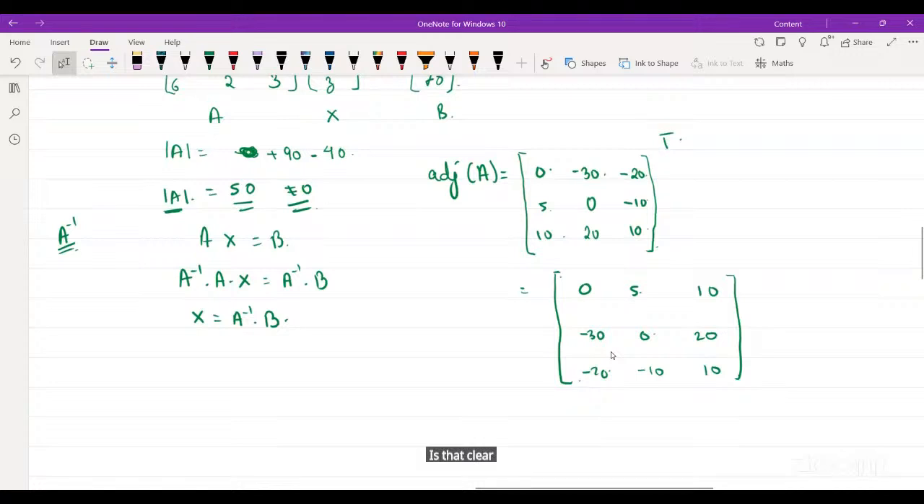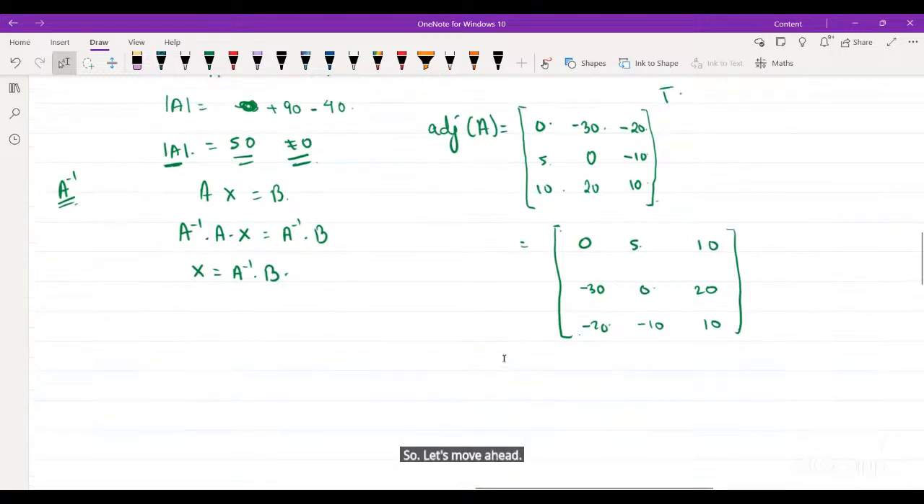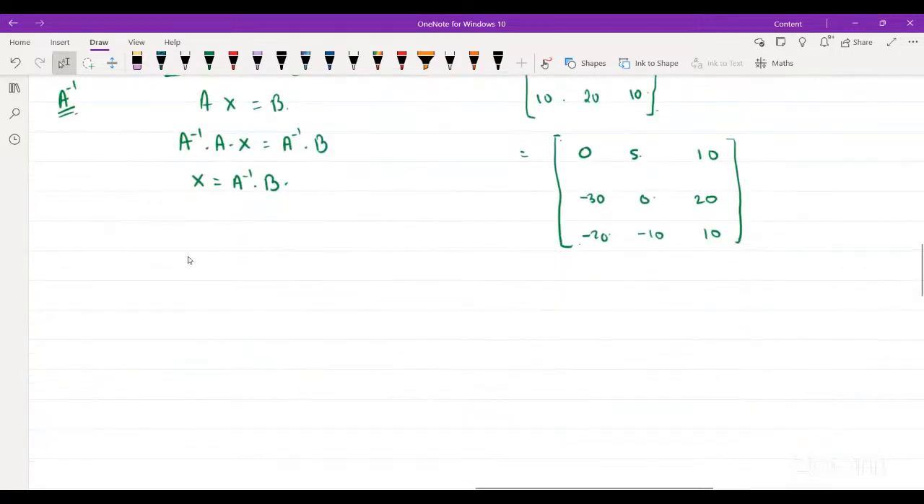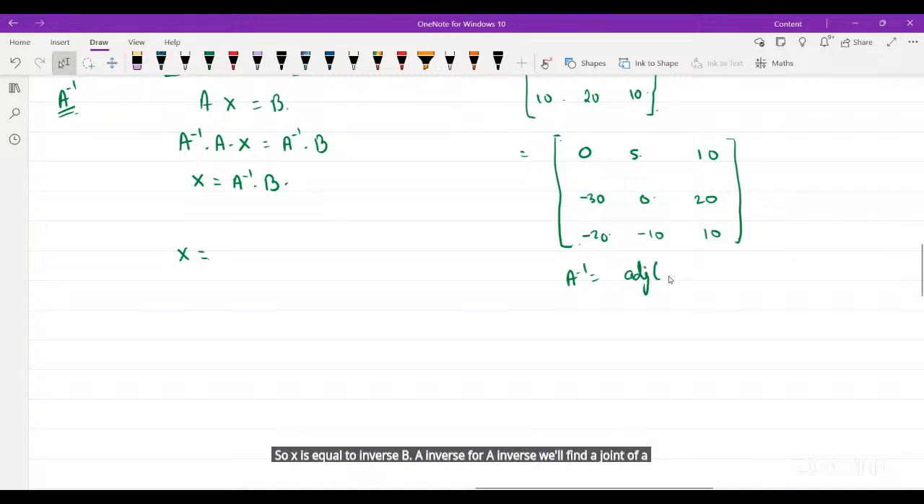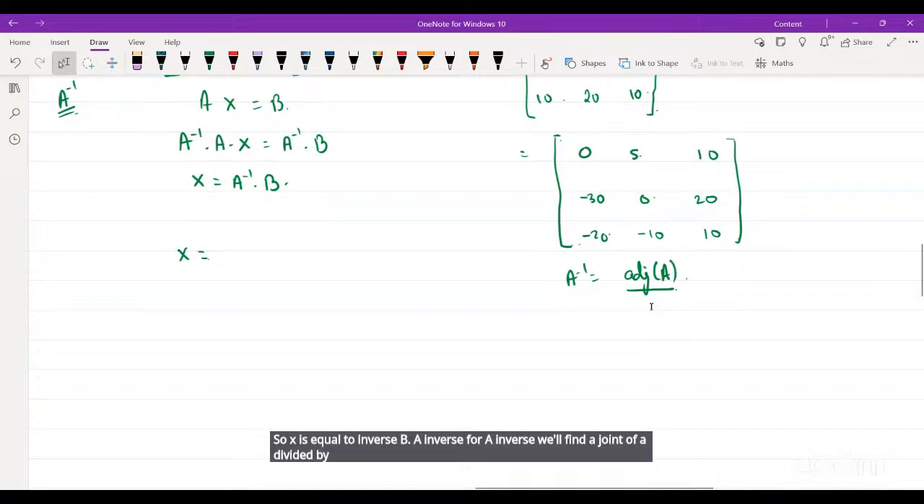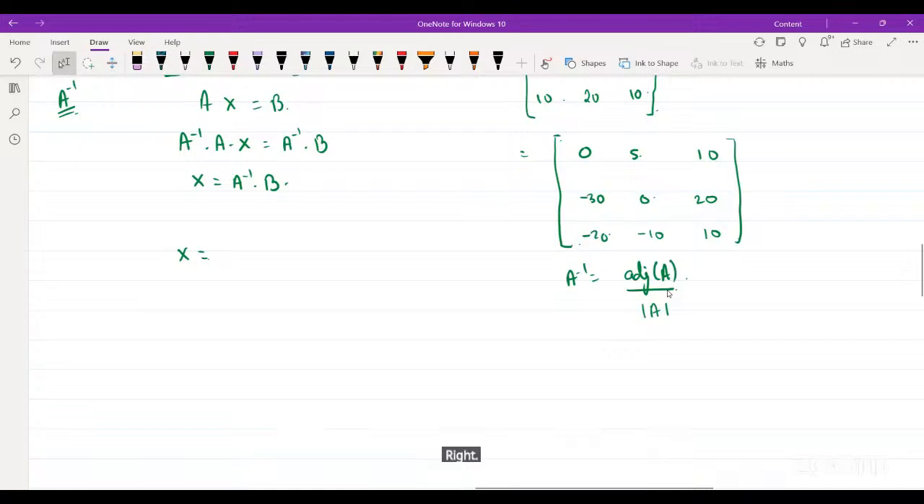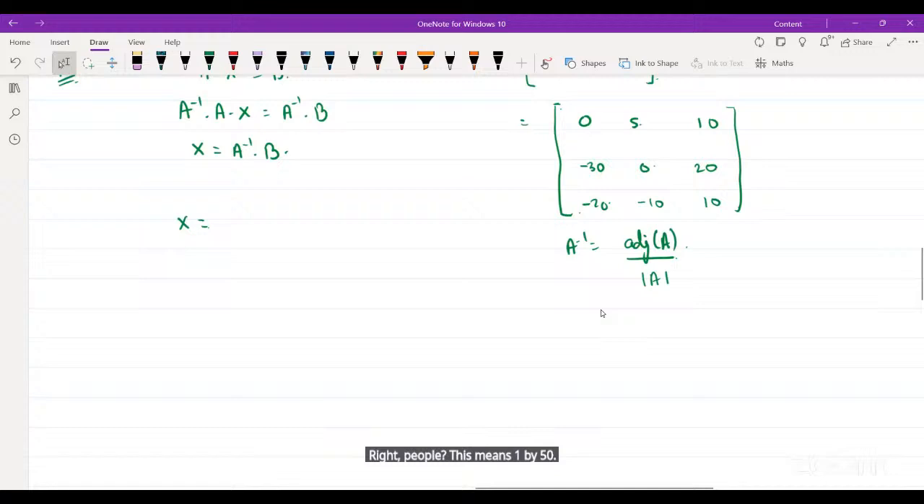Is that clear, people? Is this clear? Yes, sir. Okay. So, let's move ahead. So x is equal to A inverse B. A inverse, for A inverse we'll find the adjoint of A divided by the determinant of A, right? Right, people? This means 1 by 50 multiplied with this matrix.